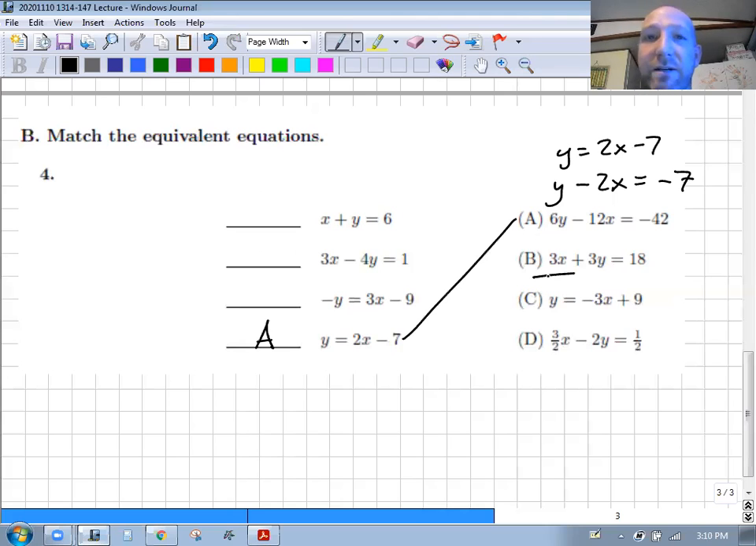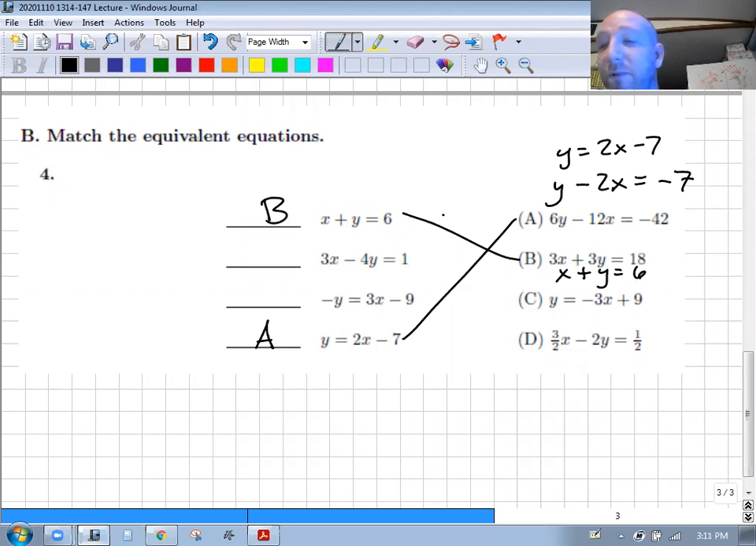If we look at B here, the x and the y have the same coefficient and the same sign. They're both positive. So here they don't, here they don't, but here they do. The x and the y both have a 1 and they're both positive. So that's the one I would look at. If we took this and divided everything by 3, we would have x plus y equals 6, which is indeed that one. So those are exactly the same solution, same equations.